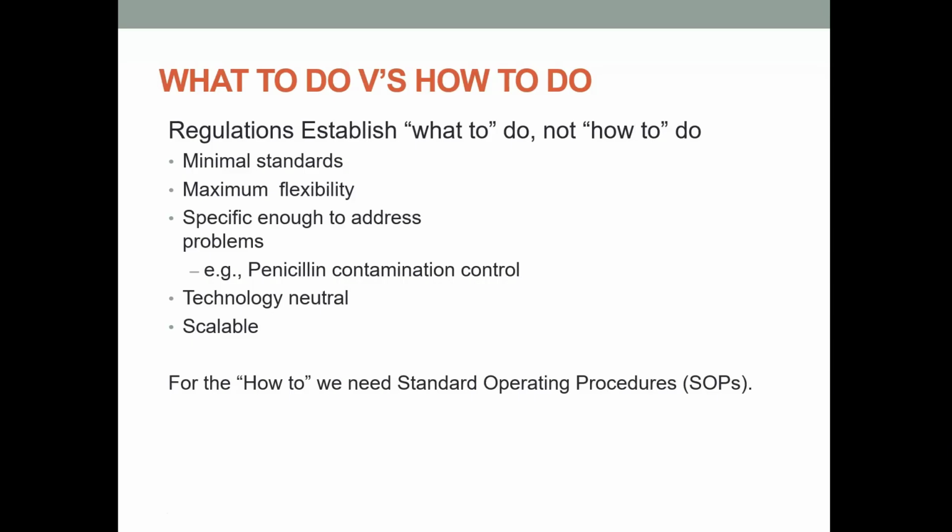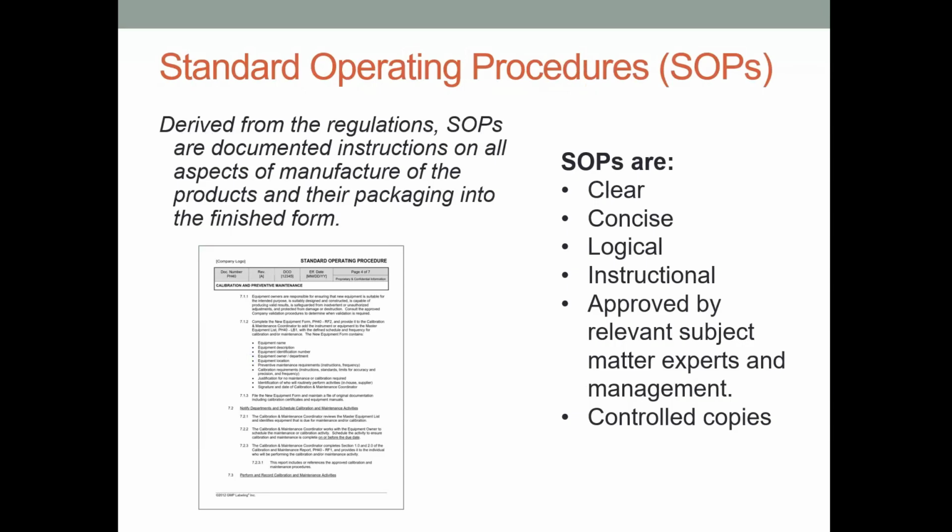For the how to do things, we need to have standard operating procedures in place, or SOPs. SOPs are derived from the regulations, and they're documented instructions on all aspects of the manufacturing. Every site would have hundreds of SOPs in place detailing how you do every calibration, how you fill out every piece of document, what validations would be required, what cleaning procedures are required, what training personnel are required to do, what quality systems they have in place.